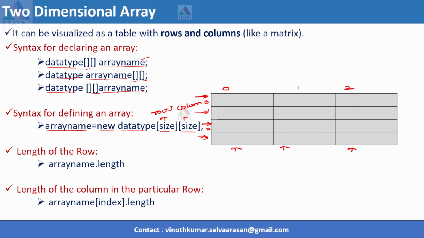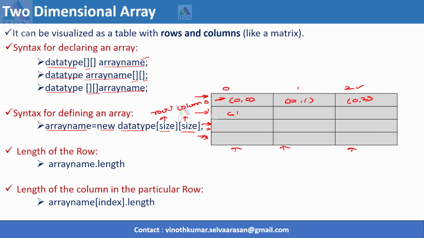In case you want to access a particular location, first you need to mention the row index, followed by the column index. So if you want to access this particular location, you mention the row index location, that is 0, and then the column index location, 1. Similarly, first the row is mentioned, then the column index, that is 2.